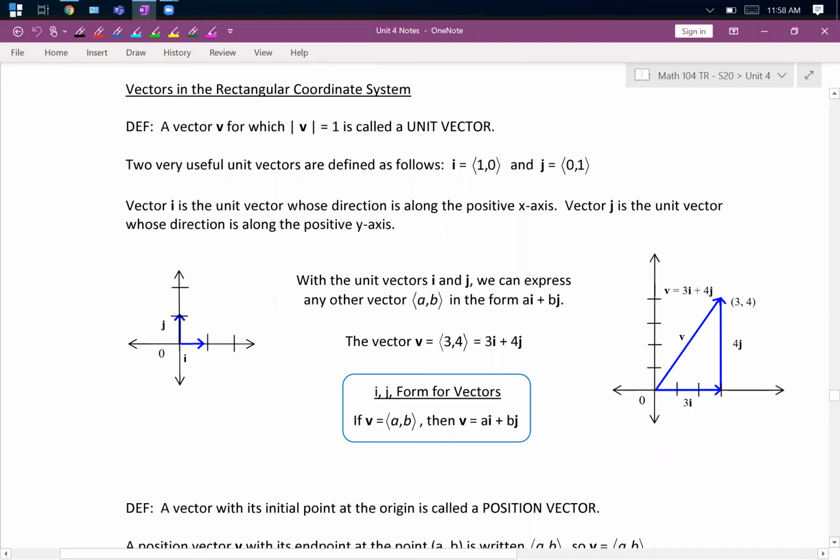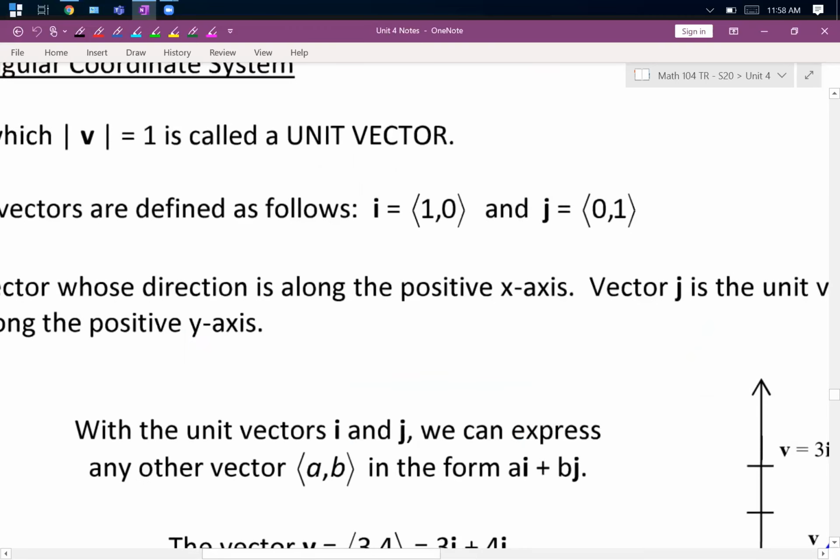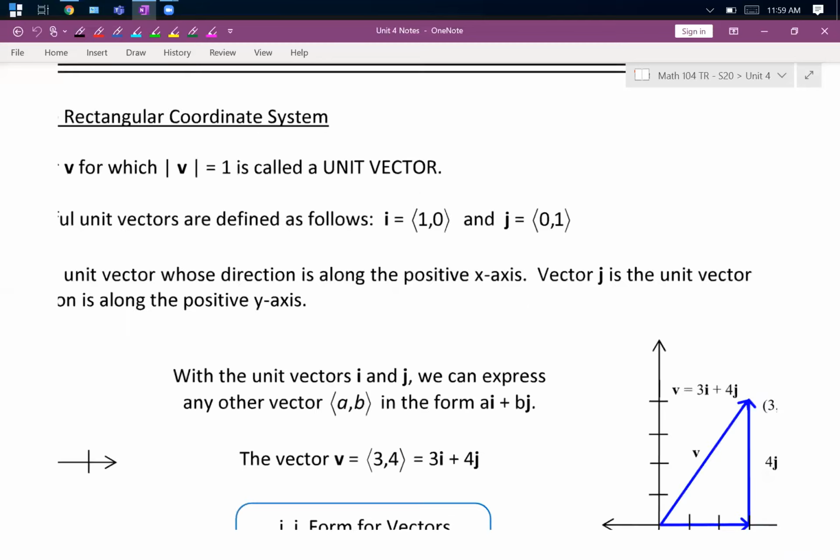A vector v for which the magnitude of v is equal to 1 is called the unit vector. We use the word unit a lot in math to represent something of size 1, like the unit circle is our circle with a radius of 1. Two very useful unit vectors are i and j. i is equal to the vector <1, 0>, and j is equal to the vector <0, 1>. See how they look kind of like ordered pairs, but not quite because they're not parentheses. Those are called angle brackets. Anytime we see those pointy parentheses, those angle brackets, we know we're talking about vectors.